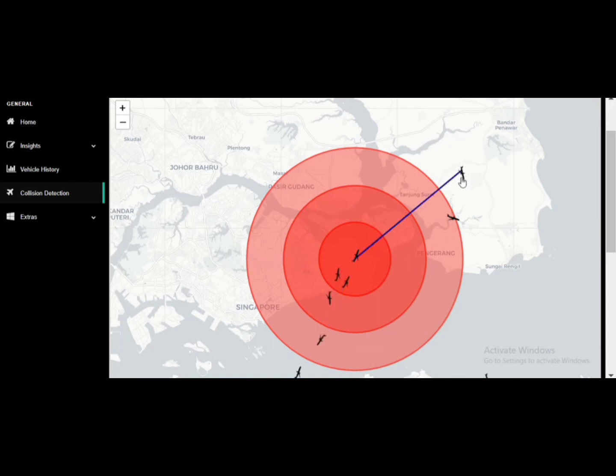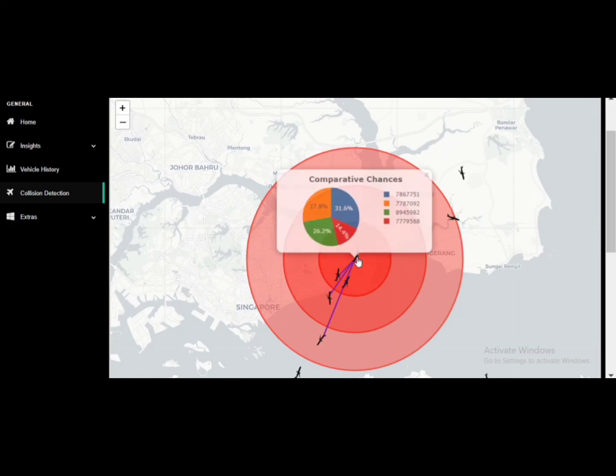But it is not over yet. There are other parameters as well that are used to predict collision detection, such as vertical separation and angles of both aircrafts. If we hover on the selected aircraft, it shows lines pointing to the aircrafts that may collide. This pie chart shows chances of aircraft's collision. Aircraft 7779568 has 14.4% more chances of collision than other aircrafts.